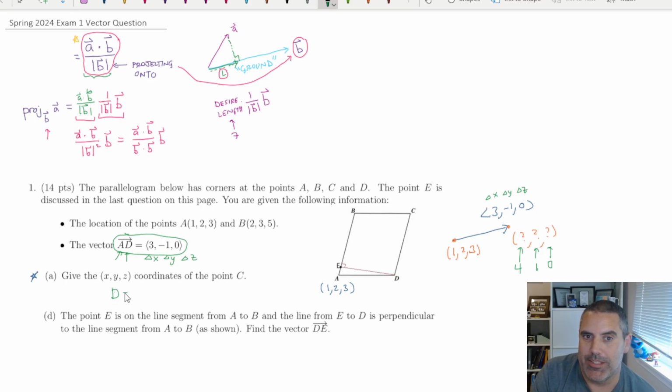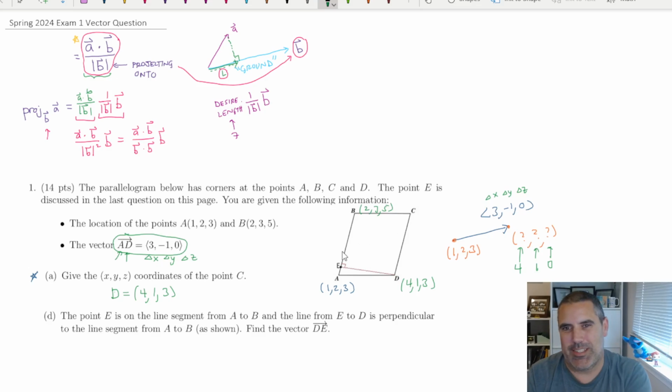Now you say, hold on, that's not the question. The question was not to find the point D. But I just wanted to talk about that first. So the point D would be 4, 1, 3. So I get this, 4, 1, 3. And they also told me this was 2, 3, 5.